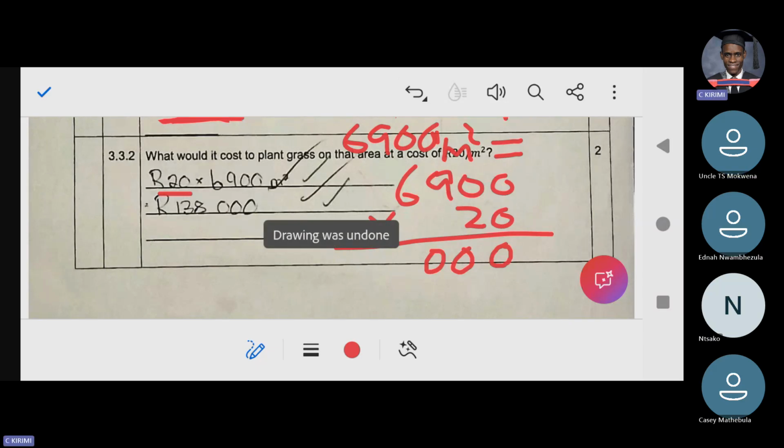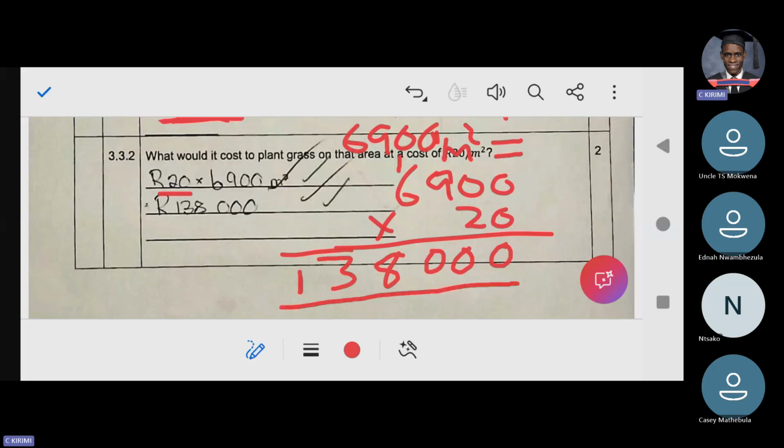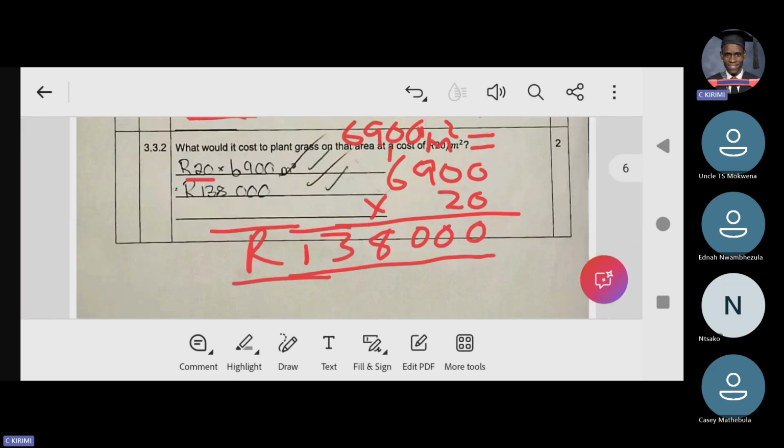18. 8 carry 1. What is 2 times 6? 12. Plus the one, 13. That is why the answer is 138,000. But this is now money. It must have units, which is what? Rands. So take note of that.